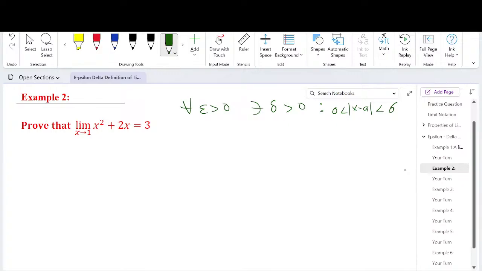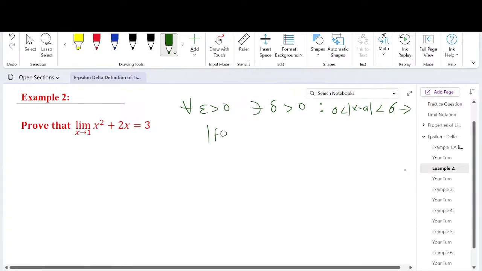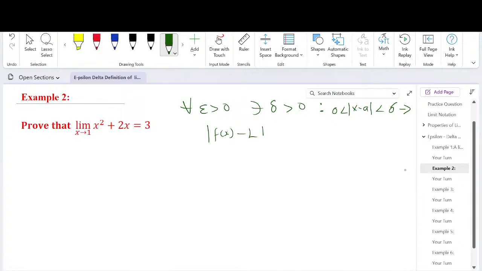When this one is true, it implies that the absolute value of f of x minus the limit must be less than epsilon. Once this one is true, this one must follow. So now from the question, we can get our parameters. The value of A is equal to 1, then the value of L, the limit, is equal to 2, and this is now our f of x, a quadratic function: x squared plus 2x.